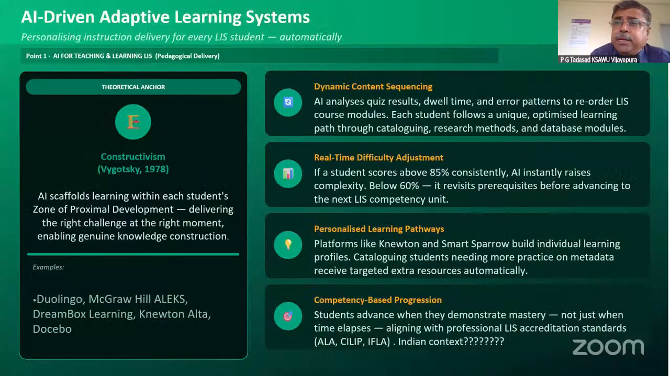There are many tools available within the AI. The first one is AI driven adaptive learning systems like Duolingo, McGraw Hill ALEKS, DreamBox Learning, Knewton Alta, Docebo, and many other software which are available. So I mean by these, these are the adaptive learning systems.